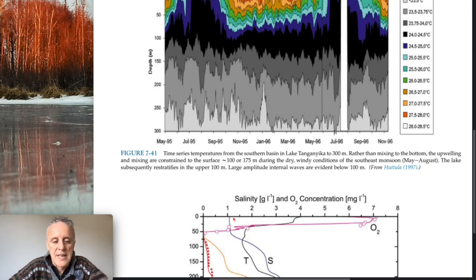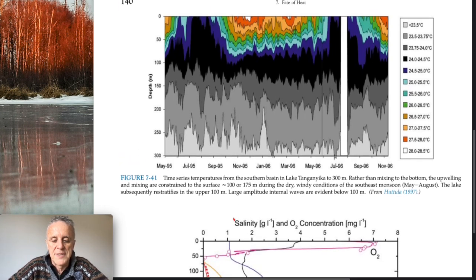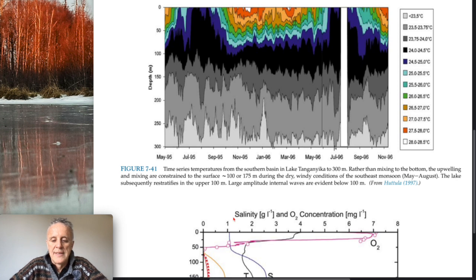Figure 7-41, time series temperatures from the southern basin of Lake Tanganyika to 300 meters. Rather than mixing to the bottom, the upwelling and mixing are constrained to the surface, 100 to 175 meters, during the dry, windy conditions of the southeast monsoon, May through August. The lake subsequently restratifies in the upper 100 meters. Large amplitude internal waves are evident below 100 meters.